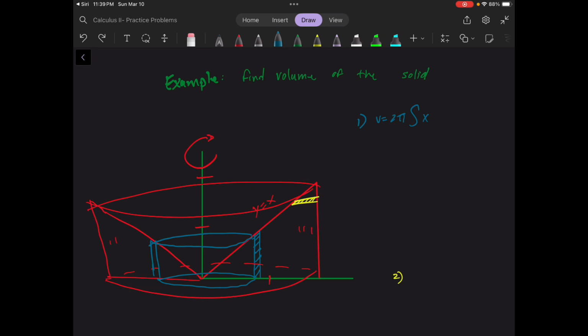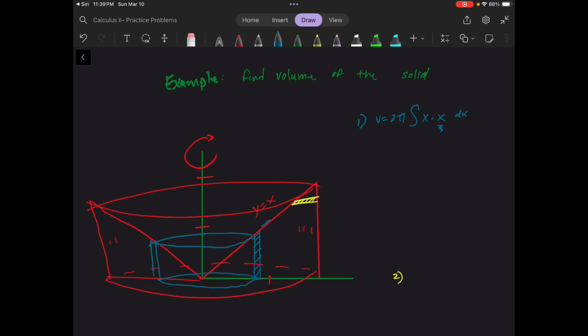Then what is the height function? Well, the height function is represented by the displacement between this function and 0, and that function is just y equals x. So the height function is just x as well, dx.